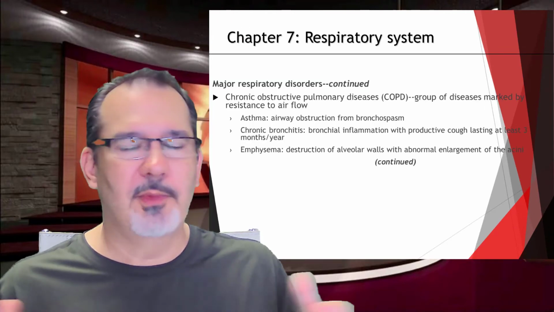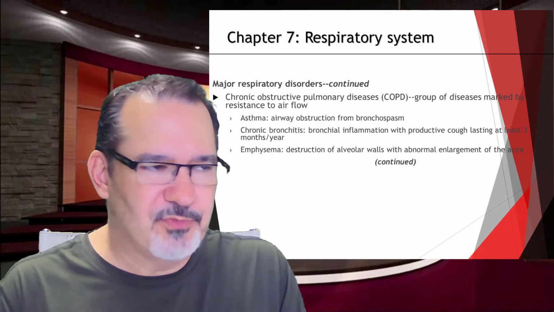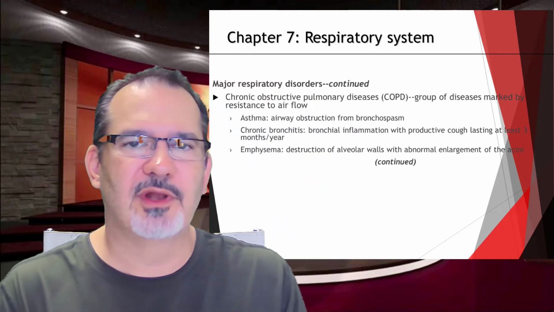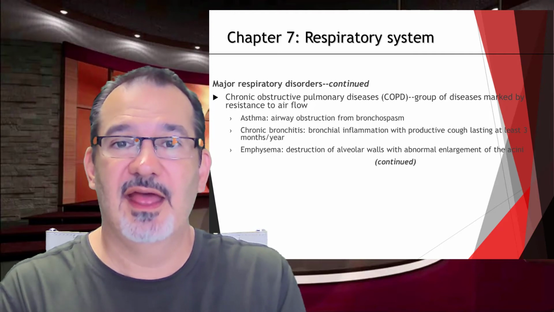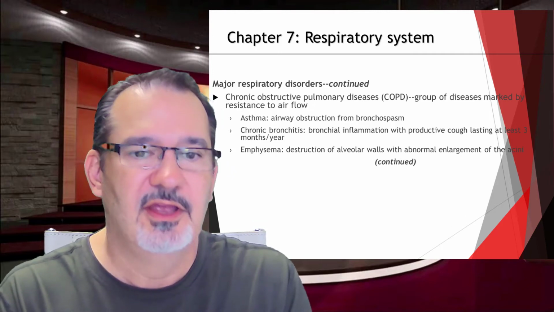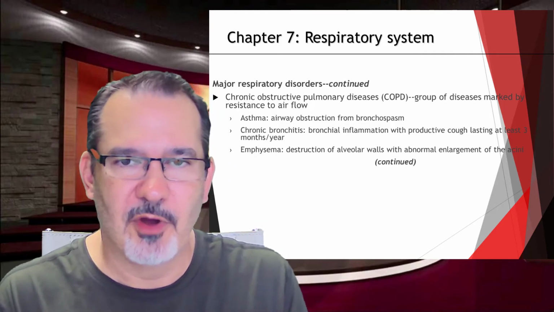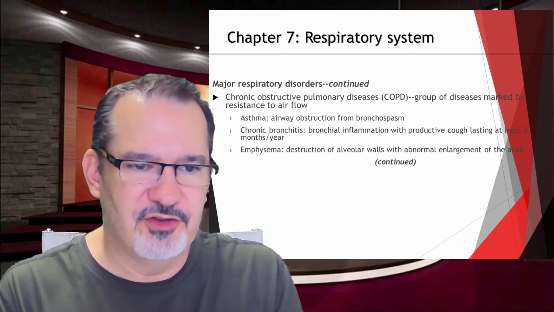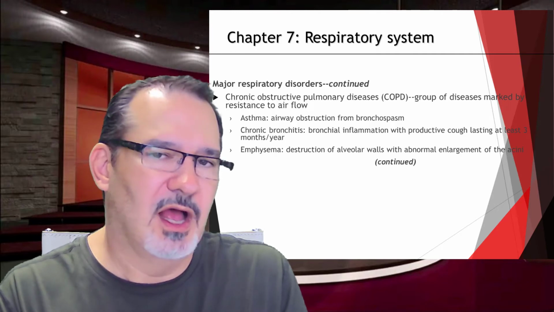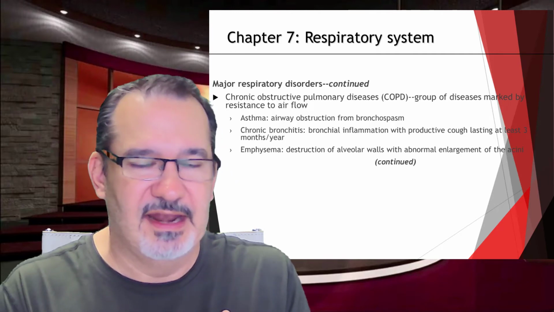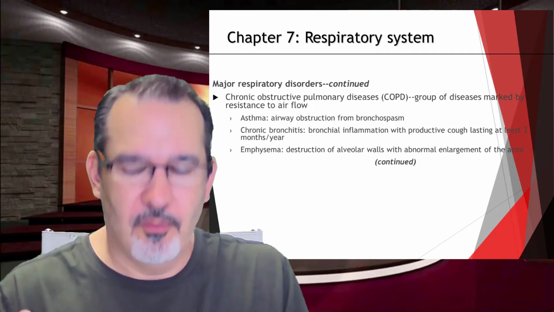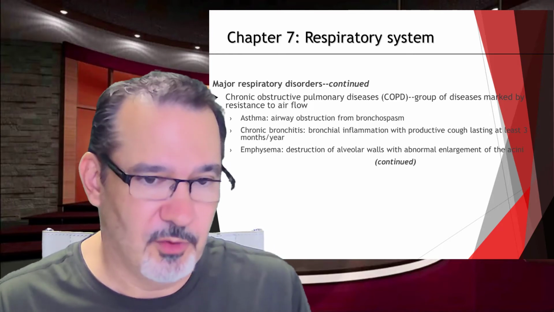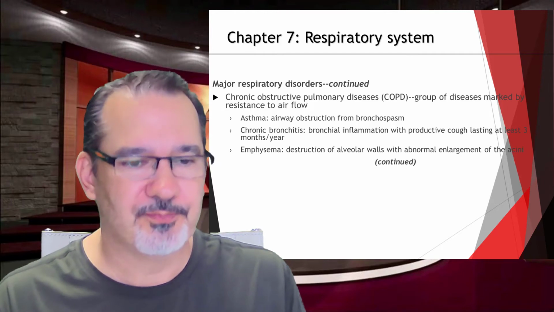Okay, chronic obstructive pulmonary disease. This is a kind of a catch-all term. COPD is what it's oftentimes abbreviated as. Okay, you've probably heard that. So it's a group of diseases marked by resistance of airflow, and some of those diseases may include asthma, chronic bronchitis, and emphysema, and those would all be considered COPD, okay, or chronic obstructive pulmonary diseases or disorders.